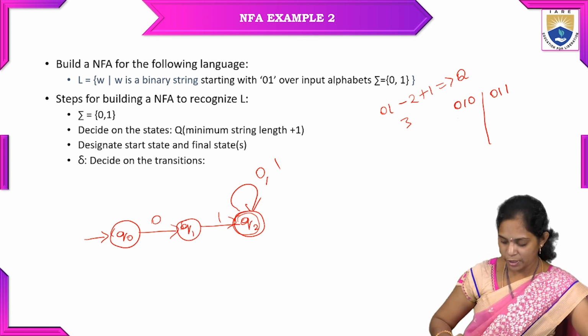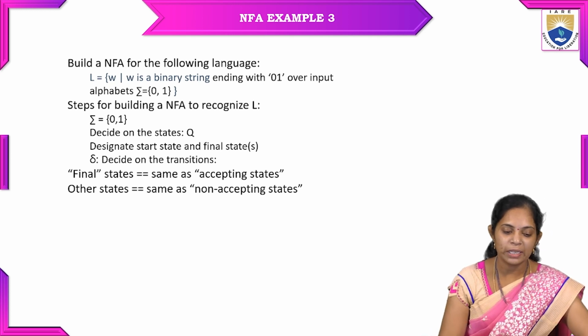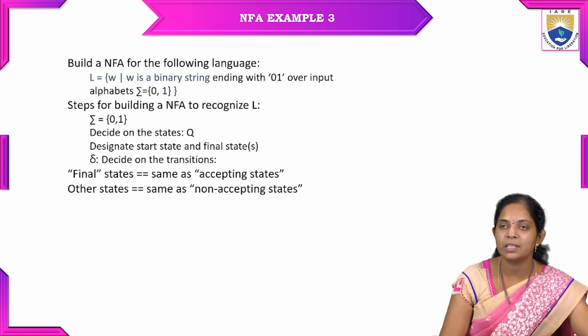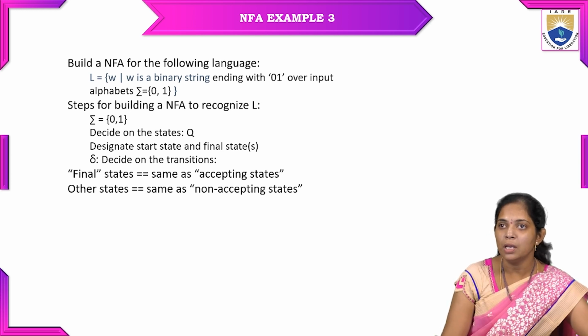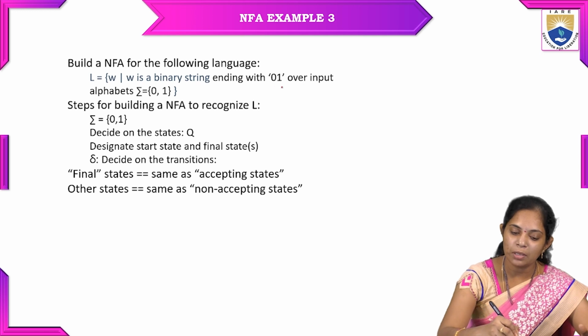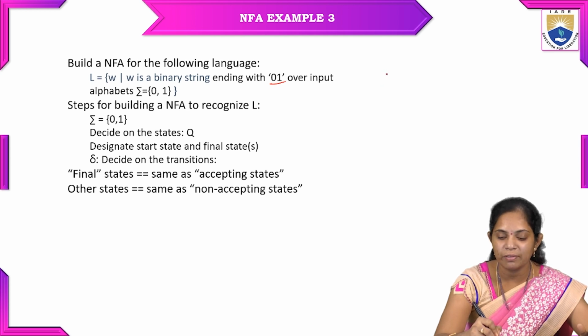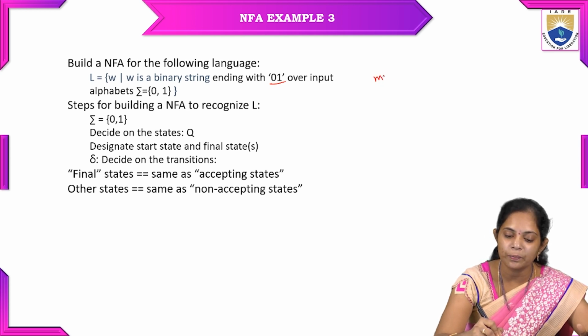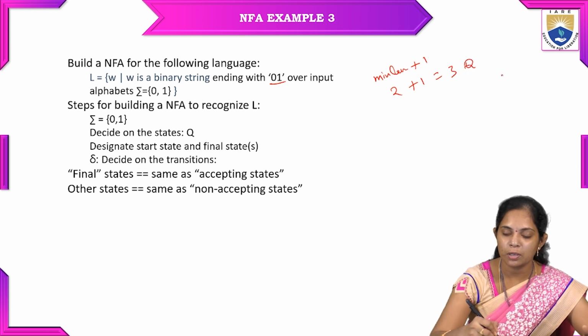And let's see one more example. Build an NFA for the following language: the binary string ending with 0 1. Same thing we have to do. Ending with 0 1, only 0 1 is there. How many states do we require for the construction of this NFA? Minimum length plus 1. The minimum length is 2, plus 1 is 3 states. What are the 3 states?